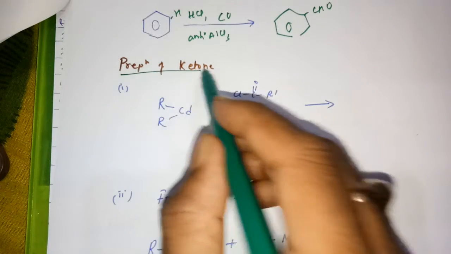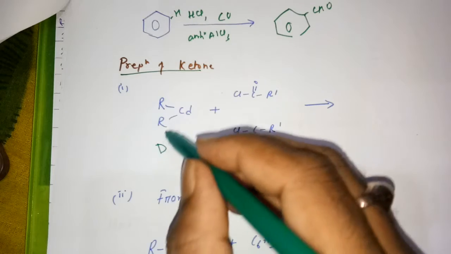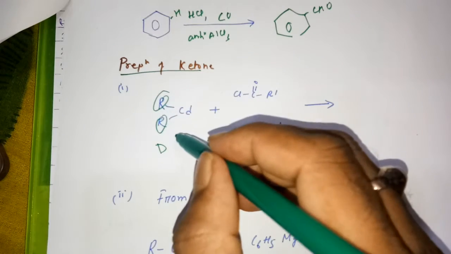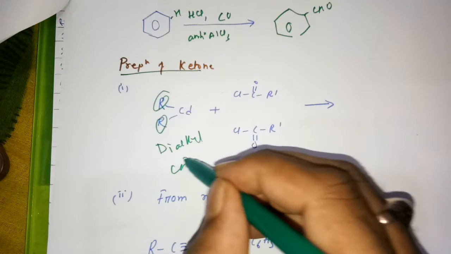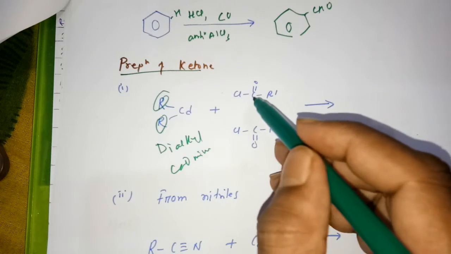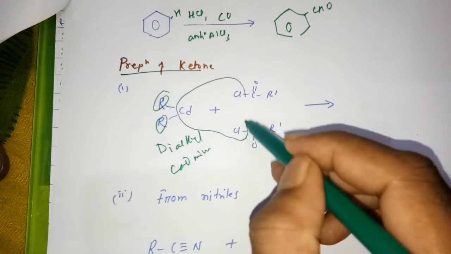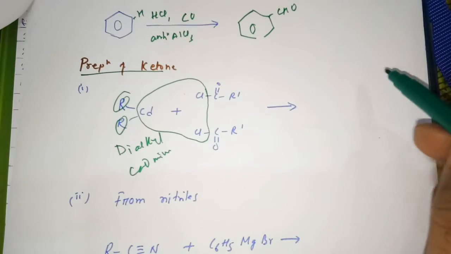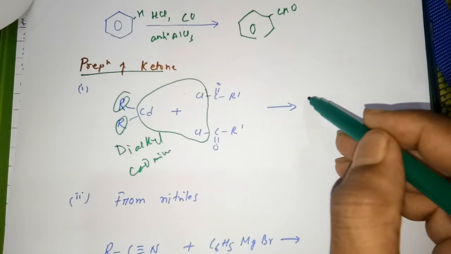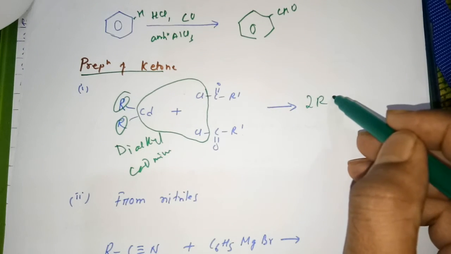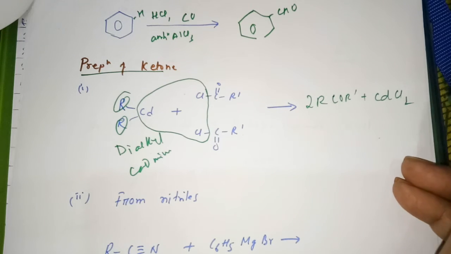Now we are learning preparation of ketone. So this is dialkyl cadmium, two alkyl groups on cadmium. When it reacts with acyl chloride, there is a loss of CdCl2 and RCO dash. So there will be twice RCO dash plus CdCl2.